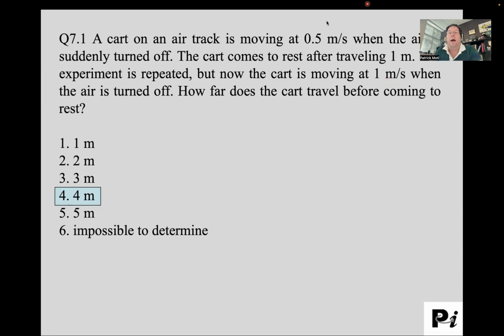So if at a half meter per second, it skids for a meter, I double that speed to 1 meter per second, it's going to skid for 4 meters before it comes to rest. We always try to remind students that that square is there in a half m v squared. And that's an important factor you don't want to forget.